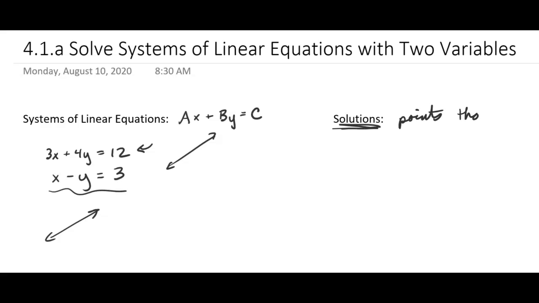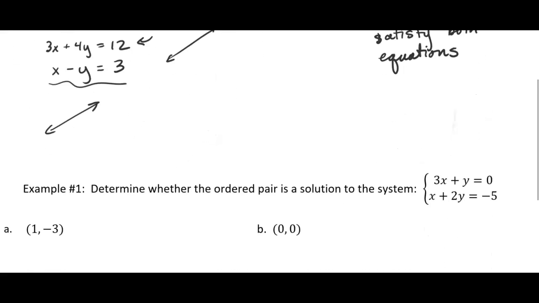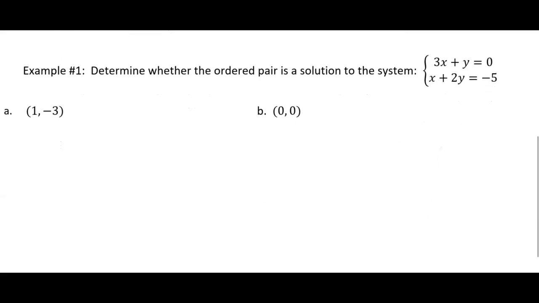When we're talking about solutions to a system, we're looking for points that make both equations true, or that satisfy both equations. Now there might be one point that satisfies both equations, there might be an infinite number of points, or there might not be any.